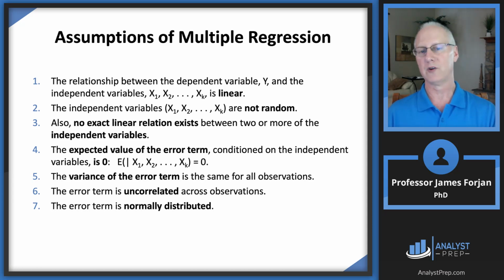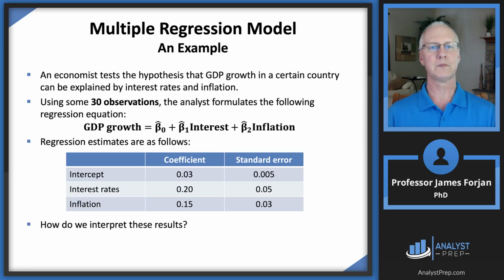Expected value of the error term, once again, is 0. The variance of the error term is constant, of course. The error term is uncorrelated across observations and is normally distributed. And I remember when I first learned this back in graduate school, I remember thinking those last couple of assumptions, boy, they probably weren't too terribly important if they were violated, and boy, was I ever wrong. They're extremely important.